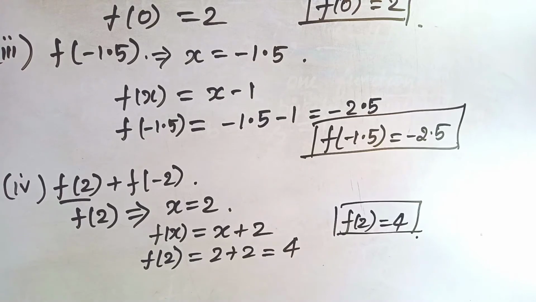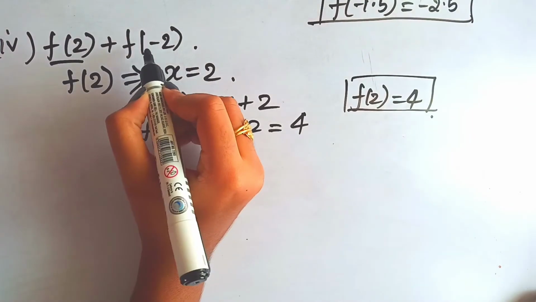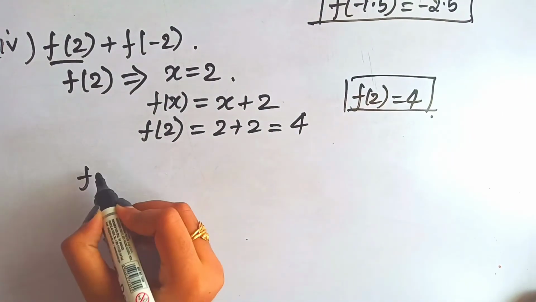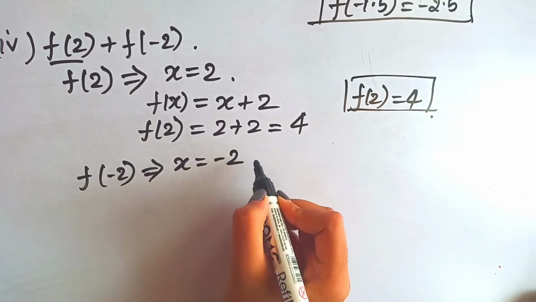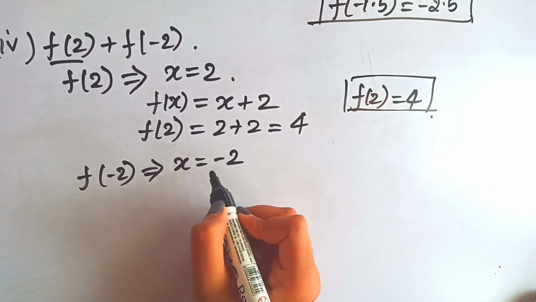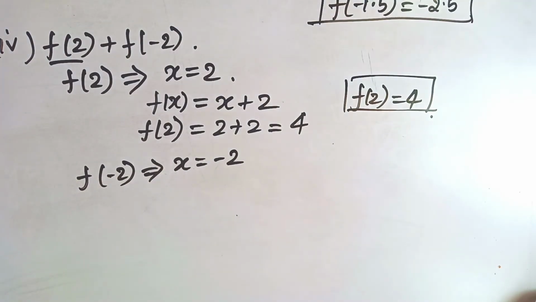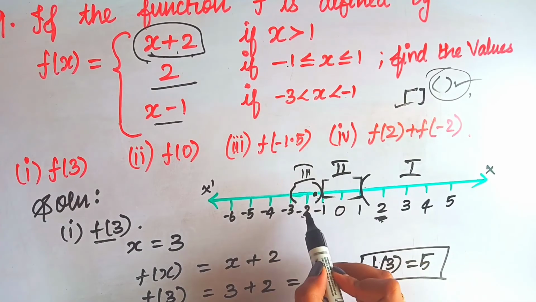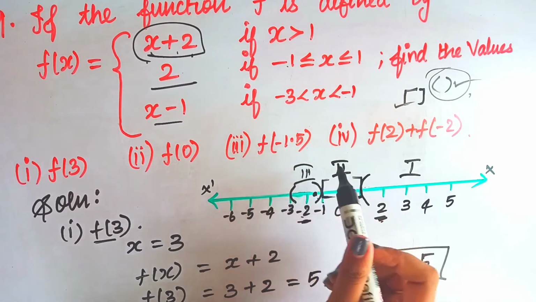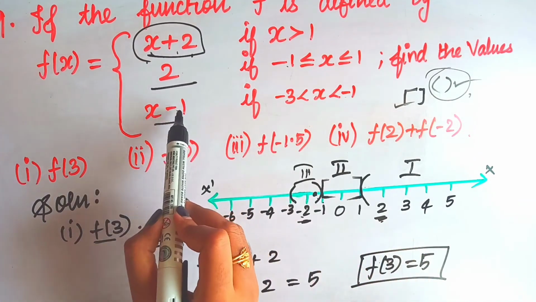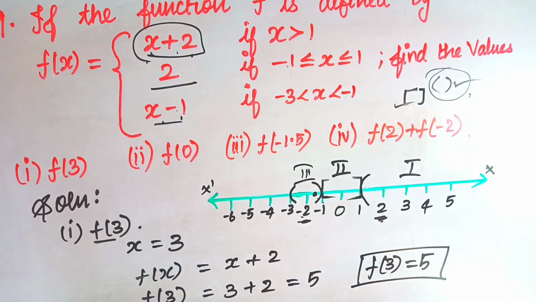Then it's f of minus 2. So f of minus 2 we have to find, that is x is equal to minus 2. So we have to find where x equal to minus 2 is in the number line. So minus 2 is here in the third interval. So here it is minus 2, it's in the third interval.